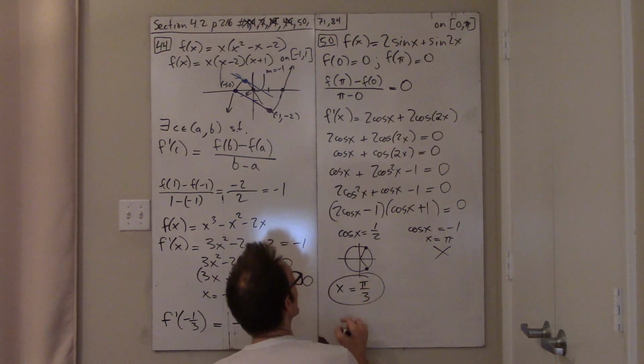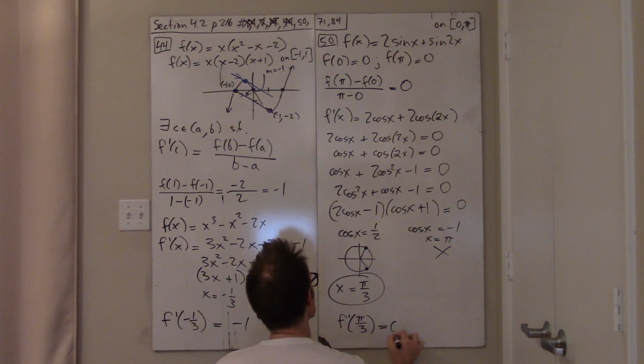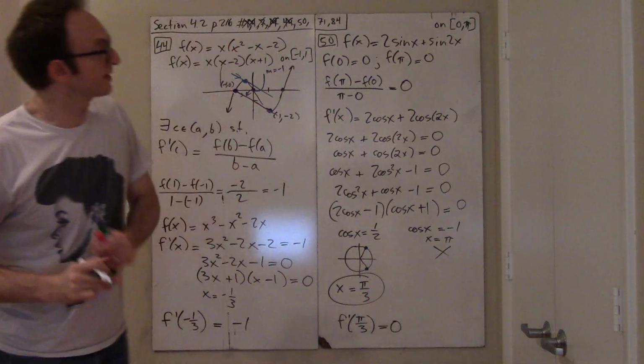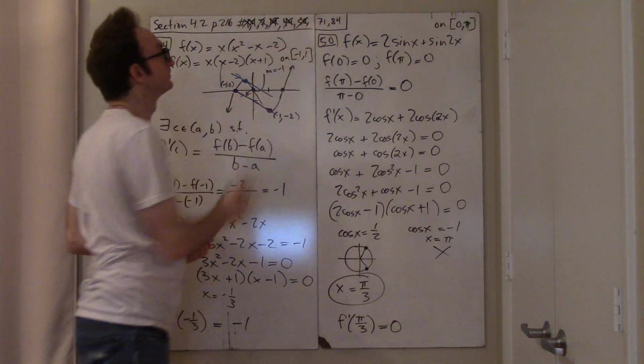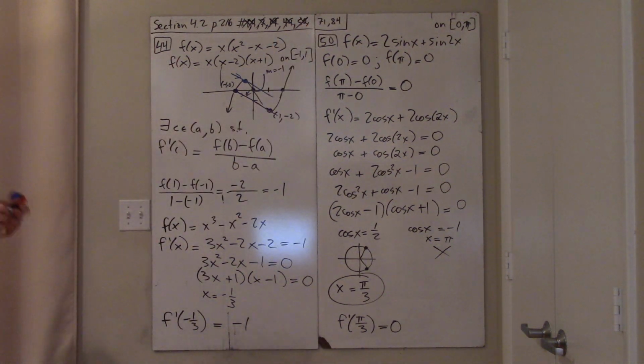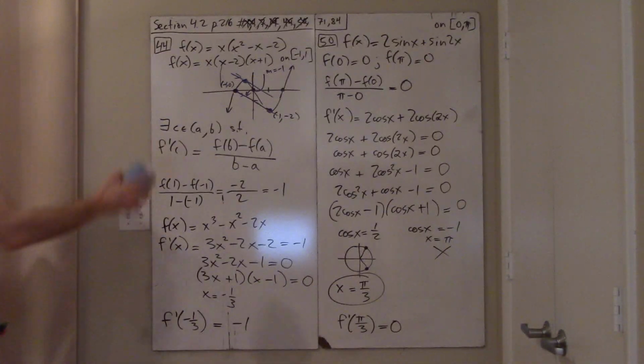And so the answer is that f prime of pi over 3 is 0, and that's the number on the interval 0 to pi with a derivative of 0. Okay. Good. More.